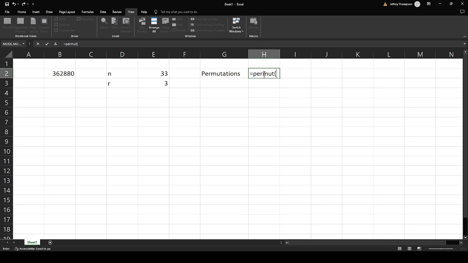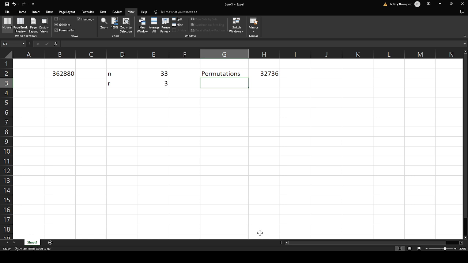And notice that it wants the number n. So it asks for n first. In this case, I put that in E2. And then it wants the number chosen. And so that's E3. And it does the permutation calculation for us. So we have these functions built into Excel.